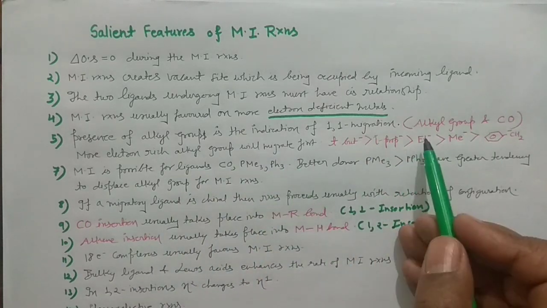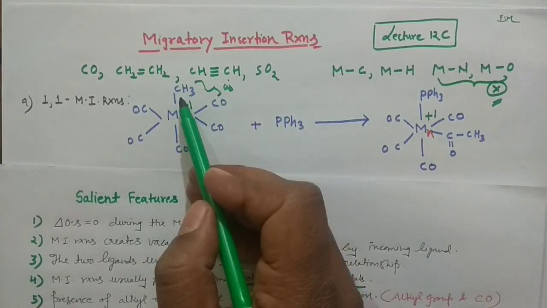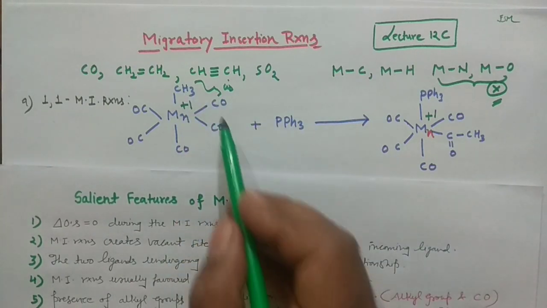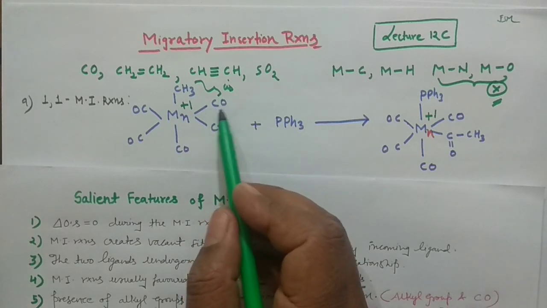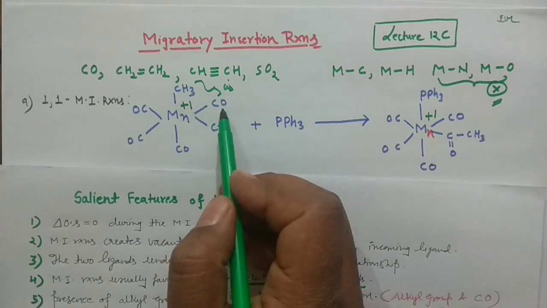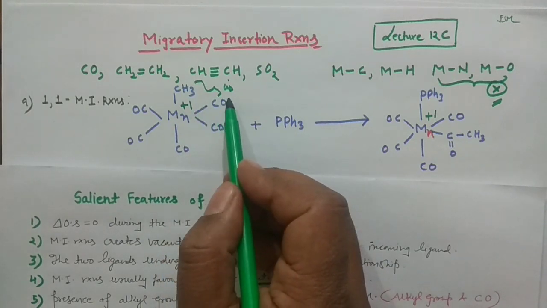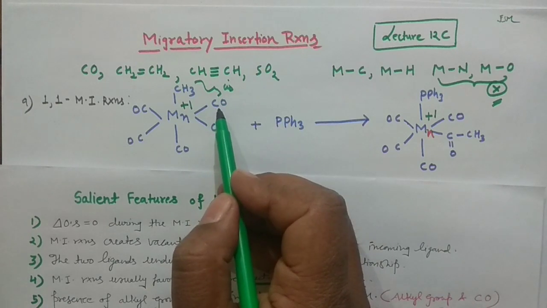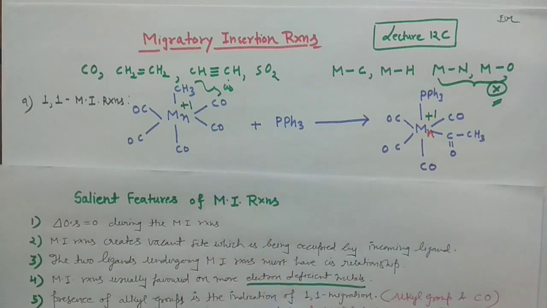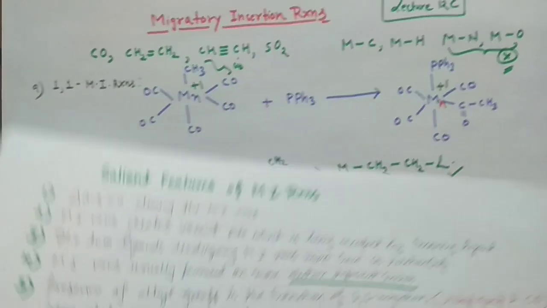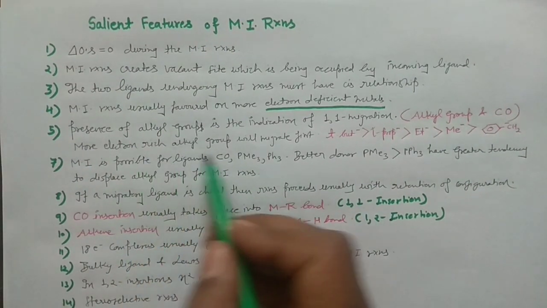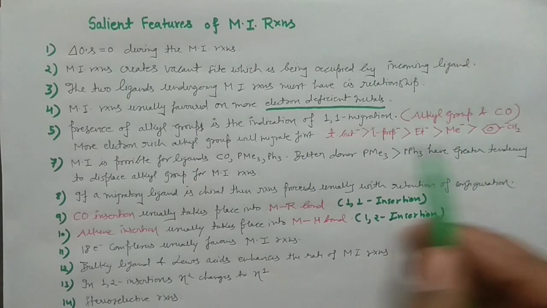Say you have this CH3, and apart from this CH3, you have a tertiary butyl group. Then you have two alkyl groups, methyl and tertiary butyl. Which one will migrate? Obviously the more nucleophilic one, which has more electron density, will migrate first, because it has to donate the electron to the metal. That's why the electron rich sigma donor ligand will migrate first. So the more electron rich alkyl group will migrate first, and this is the order.